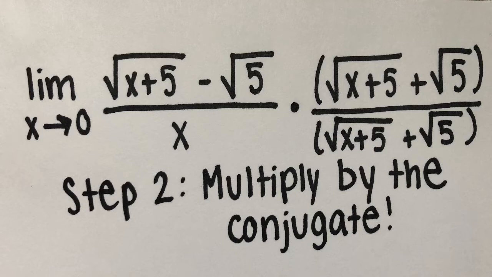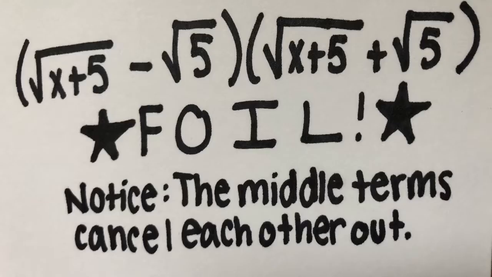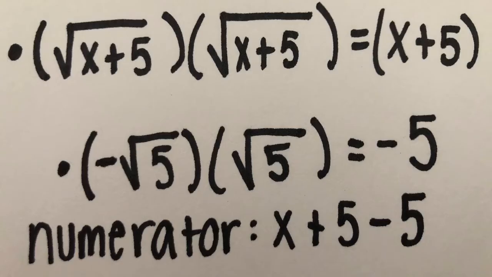Because the problem involves square roots, we must multiply the function in both the numerator and the denominator by the binomial, the square root of x plus 5 minus the square root of 5's conjugate, the square root of x plus 5 plus the square root of 5. Because we are multiplying two binomials in the numerator, we can use the FOIL method. However, because we are multiplying by a conjugate, we know that the middle terms, the O and the I of FOIL, will cancel because one binomial has a negative sign in the middle and the other has a positive. Knowing this, we can multiply.